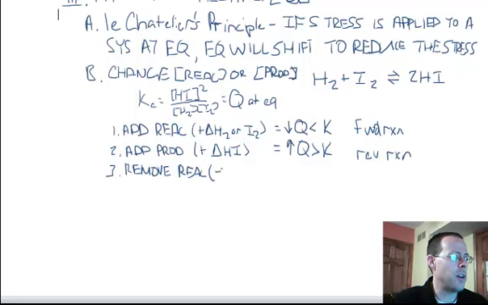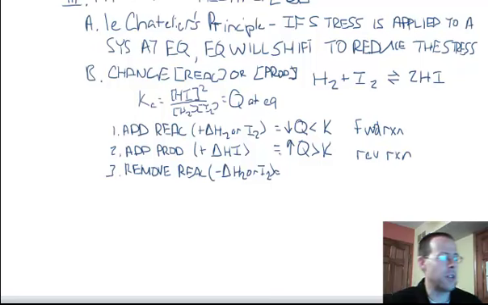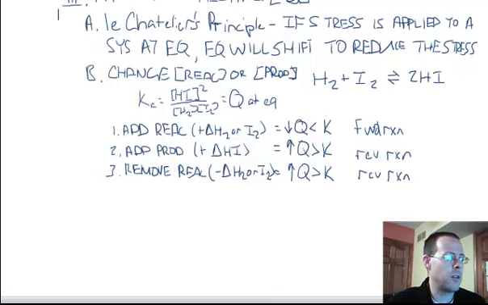So if this happens, we are negatively affecting our change in H2 or I2. And what that essentially means is that if we're making these smaller, our overall quotient, our division, is going to get larger. So Q is going to increase with a smaller denominator. And again, our reverse reaction is favored. So if we take away reactants, the equilibrium is going to shift so that we make more of those reactants to get K back. And then finally, we can remove product.